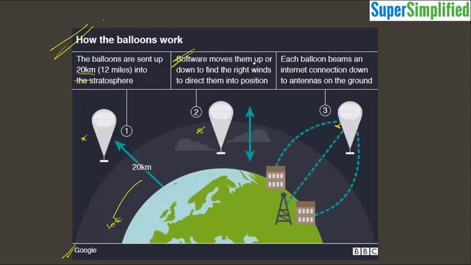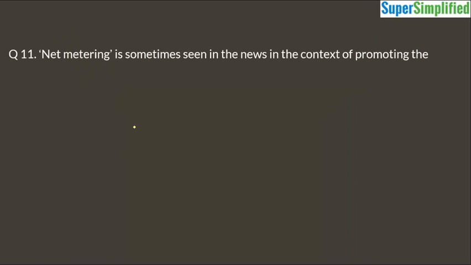And there's a software which moves them up or down or in the correct direction in order to keep it stable, because there will be a lot of winds, jet streams, which will be there in stratosphere. Okay. And each balloon beams an internet connection down to antennas on the ground. So you can call this a mini satellite. It is not an appropriate term, but just in order to understand that, right? So let's move to next question.